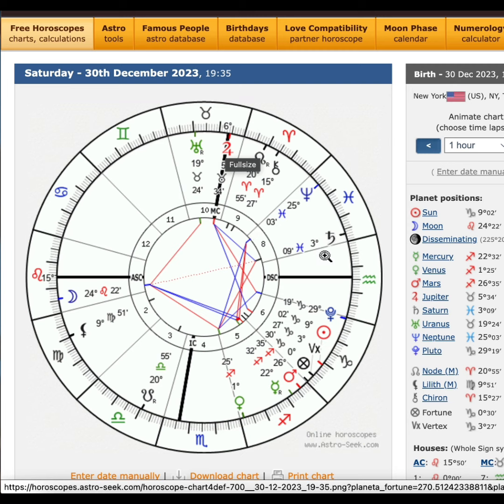Now let's talk about Saturn. Saturn is the ruler of your 6th and 7th. Saturn ruling your 6th house is about your health. Some of you may have some health conditions that have been going on for the last couple of years. It could have gotten worse, or better, because Pluto's been in your 6th house for a long time.